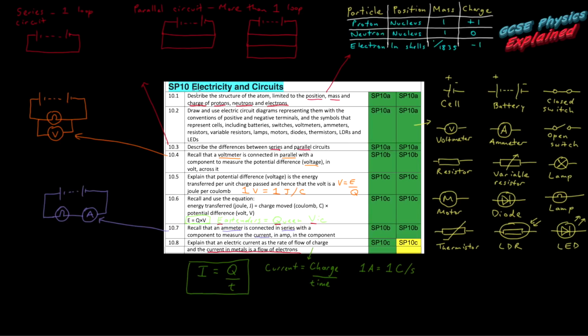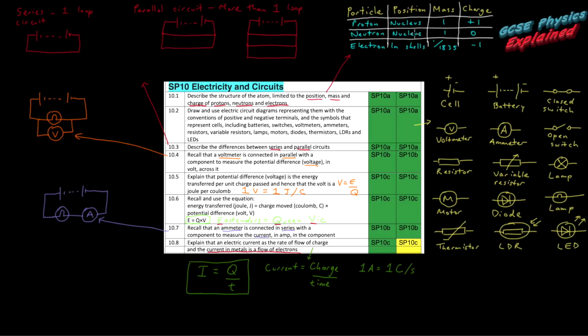Unit SP10, Electricity in Circuits. You've got to be able to describe the structure of the atom, limited to the position, mass and charge of protons, neutrons and electrons. In other words, you've got to know where each of these particles are. So the proton is found in the nucleus. It's got a mass of 1 and a charge of +1.